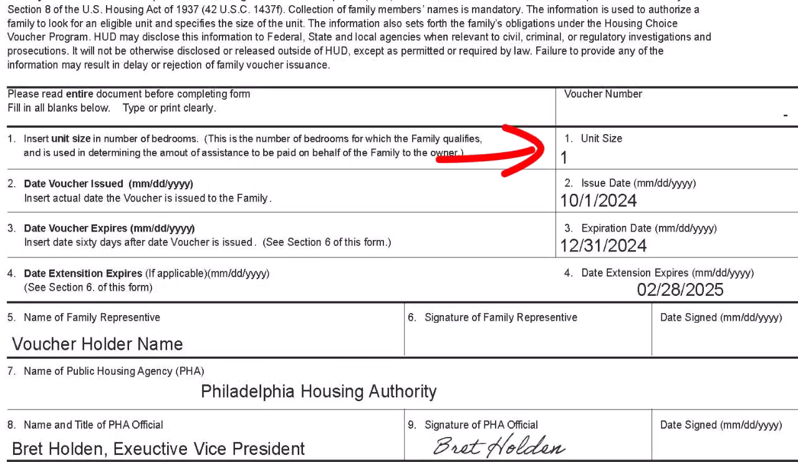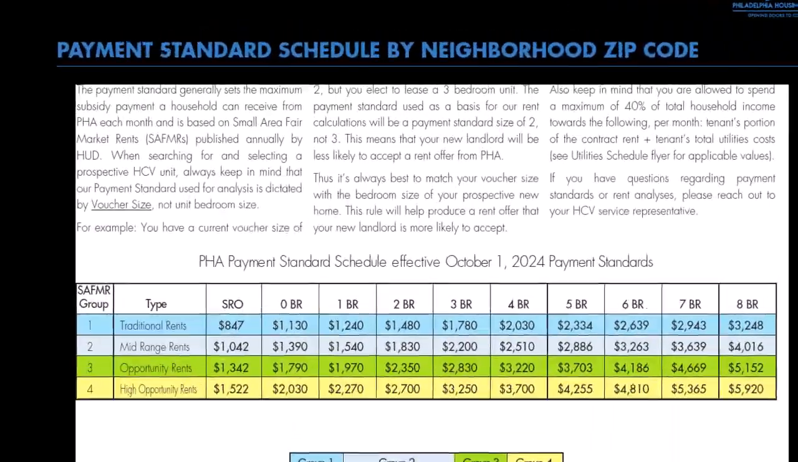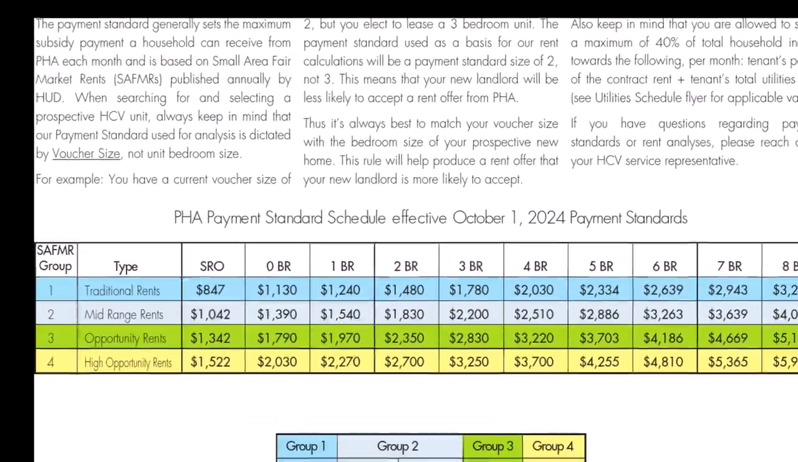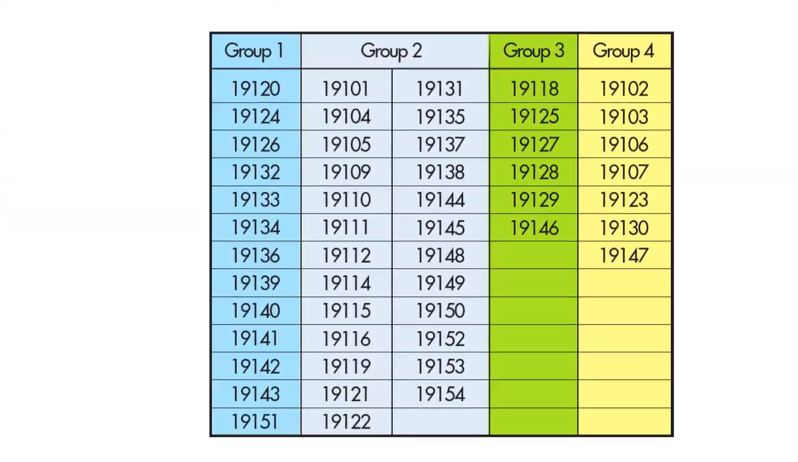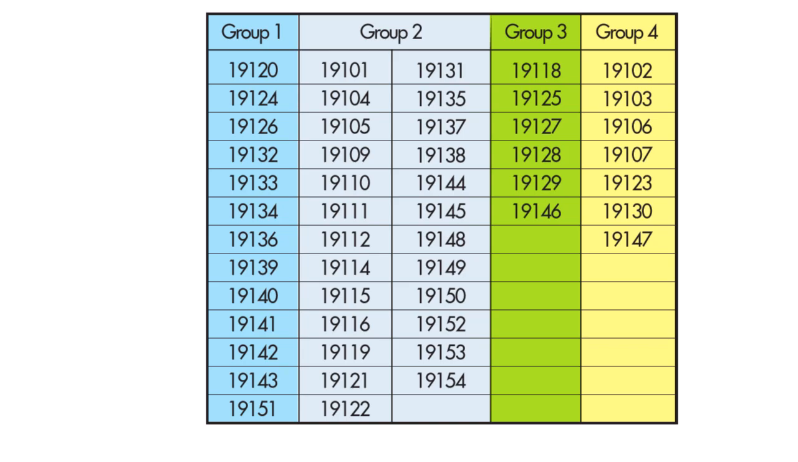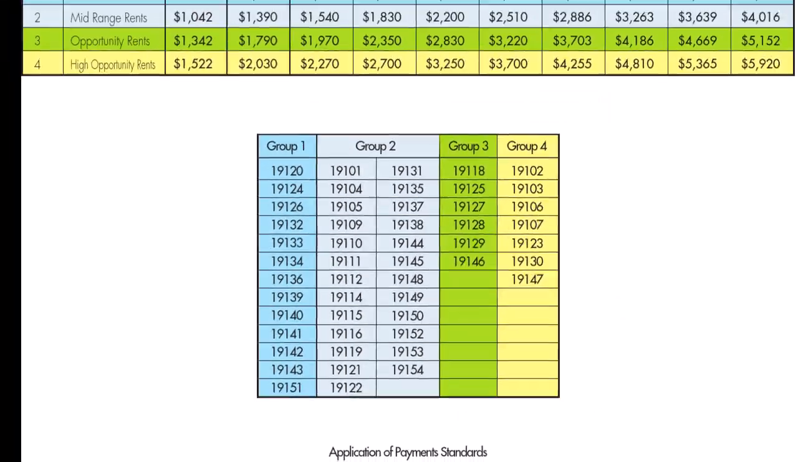It specifies the unit size for which the family qualifies and includes both the date of voucher issuance and date of expiration. There is a 30-day grace period after the expiration date to submit an RFTA. The voucher unit size also sets the payment standard for the household. PHA's Schedule of Payment Standards by zip code is used to calculate housing assistance payments for HCV households. The payment standard is the maximum monthly assistance payment for a household assisted in the voucher program.